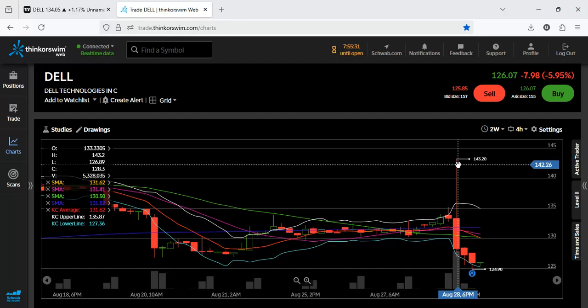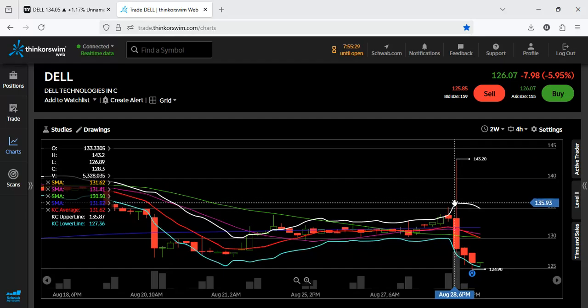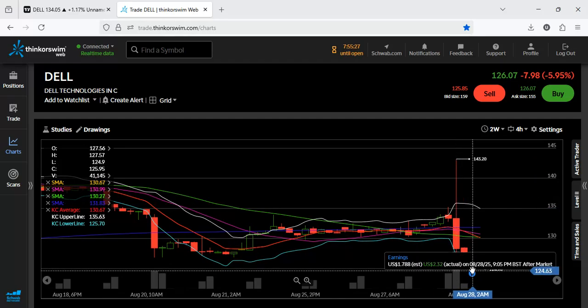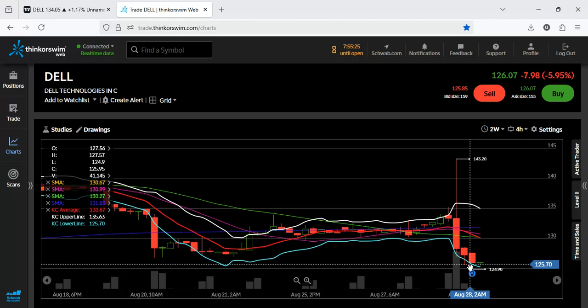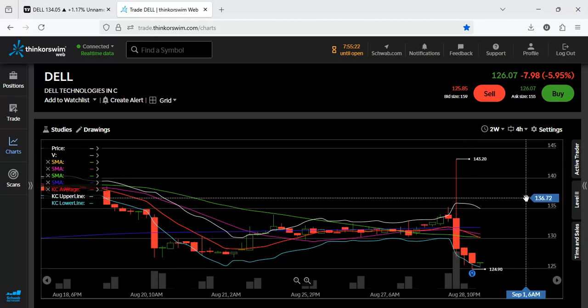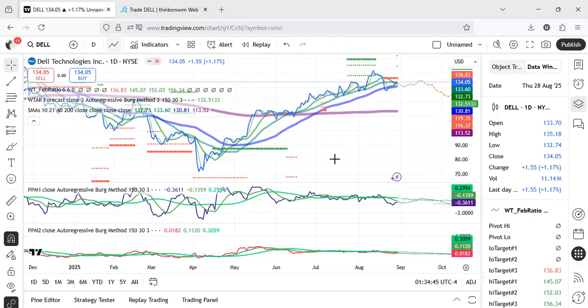It reached an intraday high of 143.20, and then just a few hours ago, when the earnings outcomes were disclosed, plunged to the lows of around 124.90. We'll talk more about those in a few minutes. The underlying trend is just neutral for now.